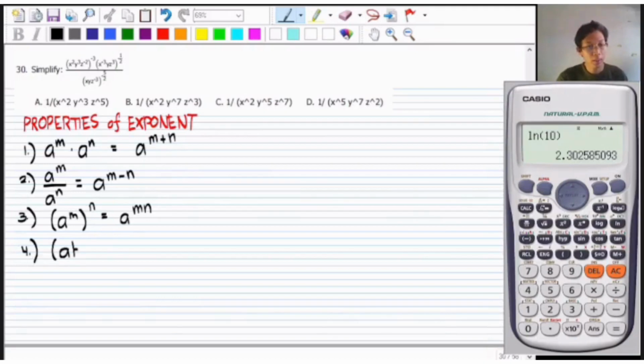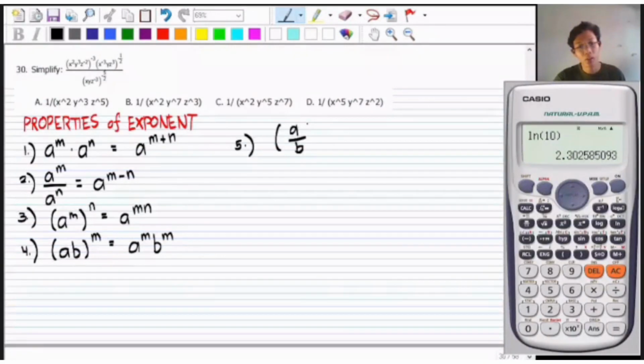a times b raised to m. Pag ganyan naman, gagawin, distribute mo lang. A raised to m times b raised to m. Then, panglima, doon rin pag sa division, raised to m, i-distribute mo lang din.